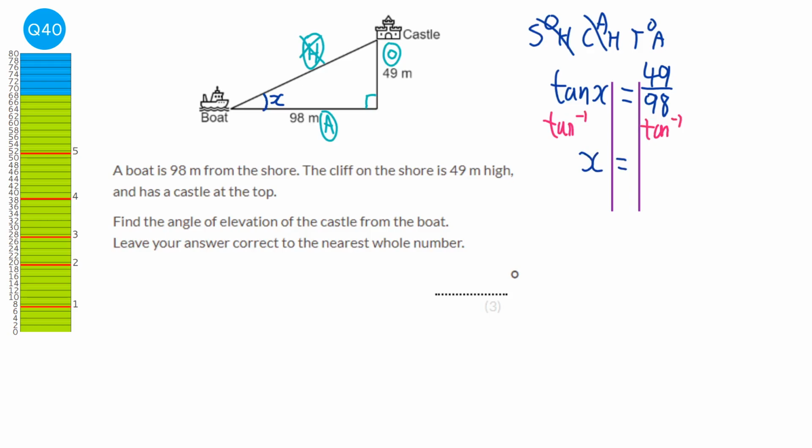And so the inverse tan of 49 over 98 is 26.565, etc. And it says it wants the nearest whole number, so that will be 27 degrees.